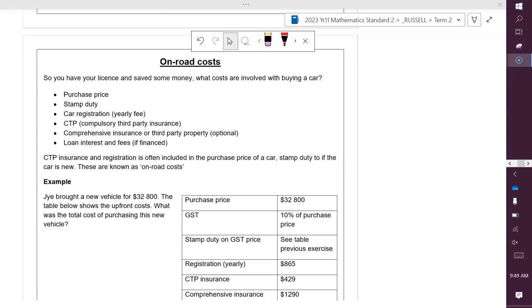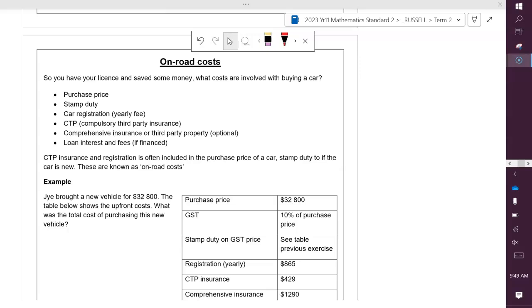is yearly, our CTP, which we've spoken about, our green slip, our compulsory third-party insurance, comprehensive insurance or third-party property if you want to, and the loan interest and fees if it is financed, so if you haven't had enough cash to pay for that vehicle outright.